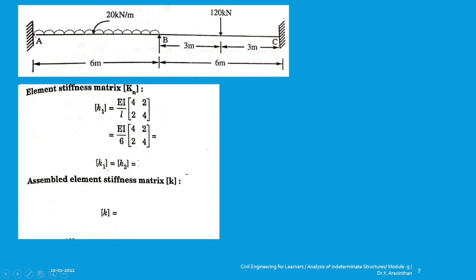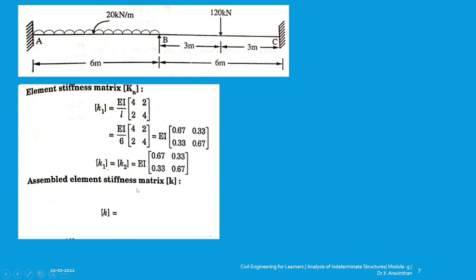You have how many elements? 1 and 2. So you will have two element stiffness matrices. What is the first element length? It is 6. So EI by 6, 4, 2, 2, 4. And the second element is also 6. You can divide 4 by 6, which will be 0.67, and 2 by 6 will be 0.33. Likewise, you can divide the rest. And K2 is also the same. You will get EI times 0.67, 0.33, 0.33, 0.67.